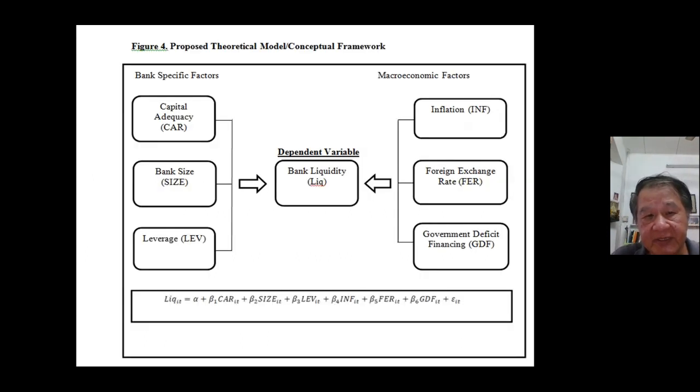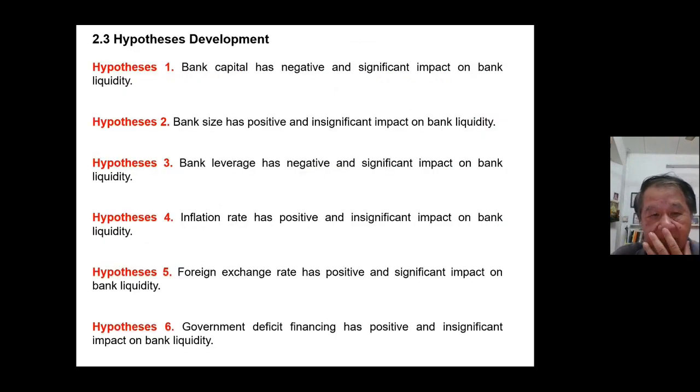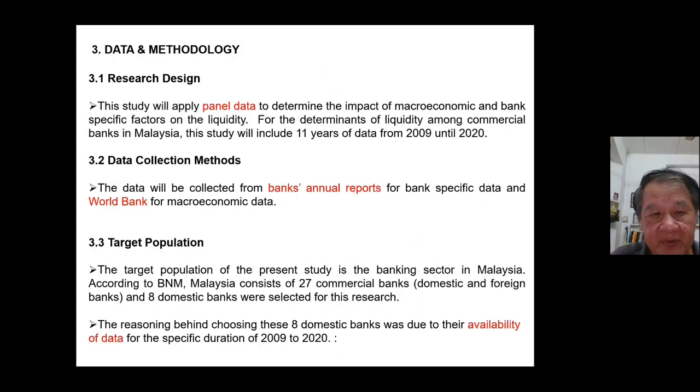So for the proposed theoretical framework, we have the dependent variable, bank liquidity, and also bank-specific and macro factors. I came up with 6 hypotheses here, on the relationship of bank capital, bank size, bank leverage, inflation, foreign exchange rate, and government deficit with bank liquidity.